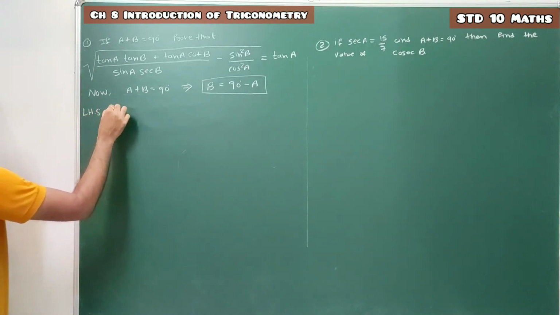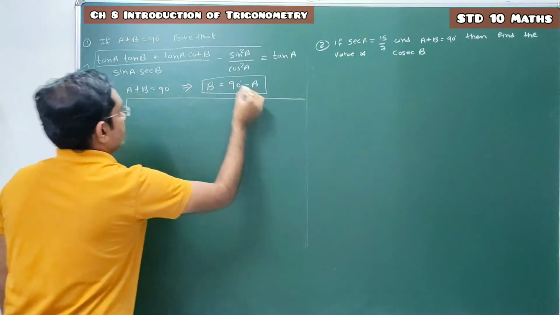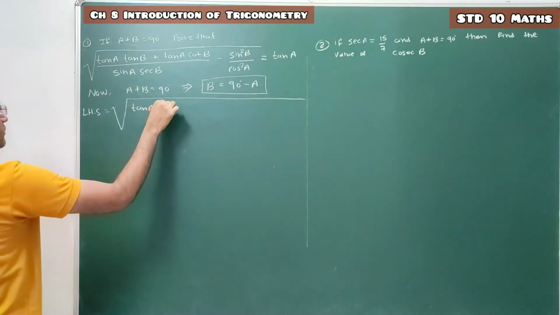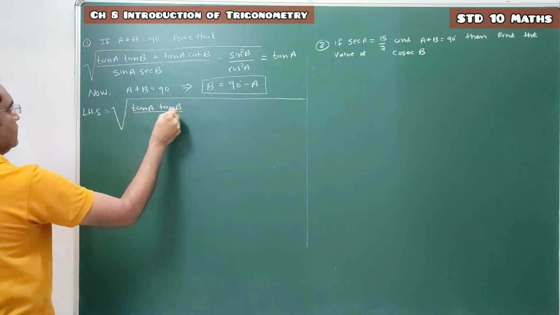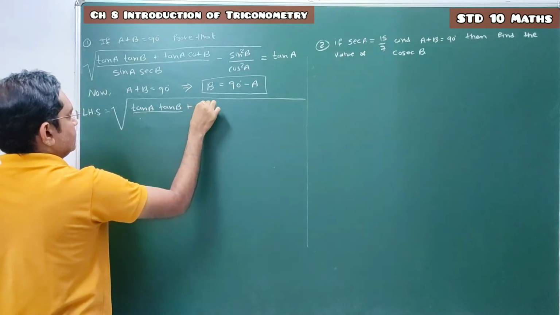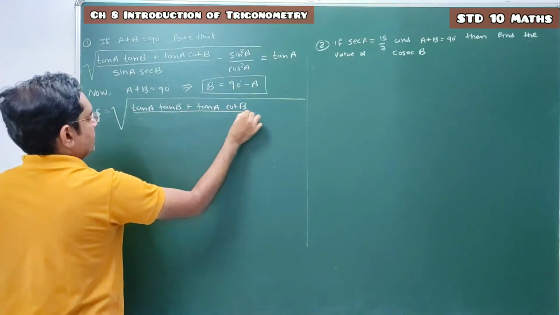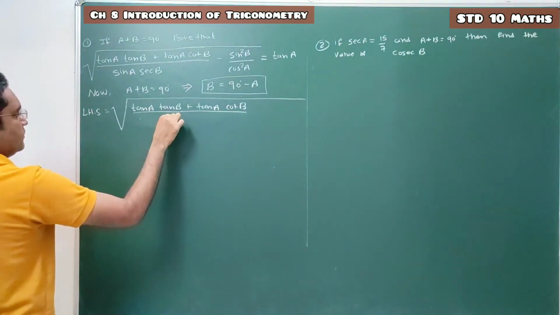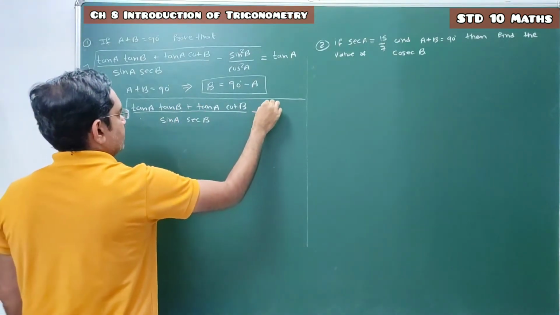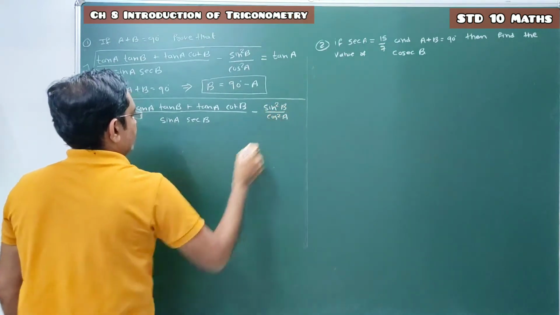Given left hand side is square root of this entire term tan a into tan b upon, the whole thing together, plus tan a into cot b, whole divided by sin a into sec b, minus sin square b upon cos square a.